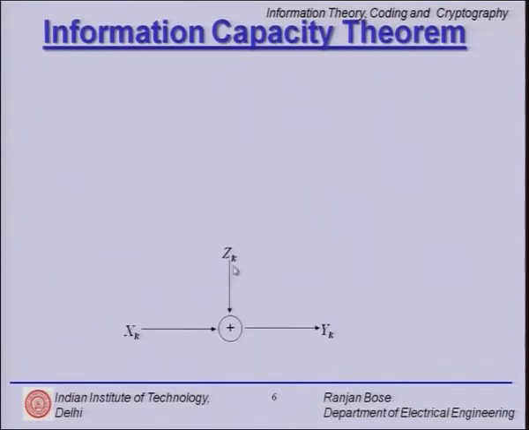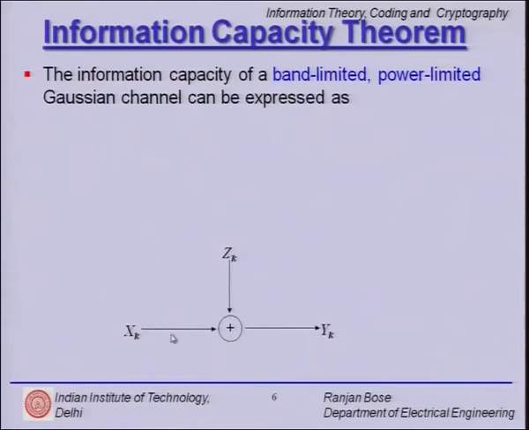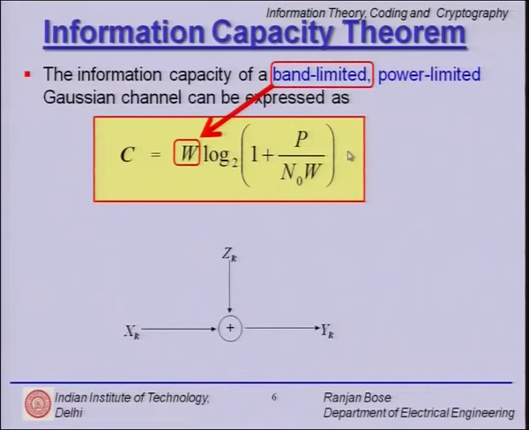So, we just quickly revisit the model that we had. xk was the input, zk or nk in some literature is the noise, and yk is the output, and this system is band limited and power limited. Okay. So, this is the band limited portion and P is the power limited portion. So, it is very explicit that the C is now for the first time linking and permitting us to trade off between power and bandwidth.